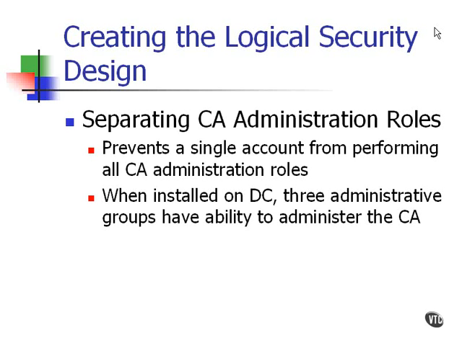Another way that you can secure your certification authority infrastructure is to separate out the roles of CA administration. And what you can do here, as we'll look at in just a second, is separate the roles of CA administration into a CA administrator and a certificate manager. This will prevent a single account from performing all of your certification authority administration roles.